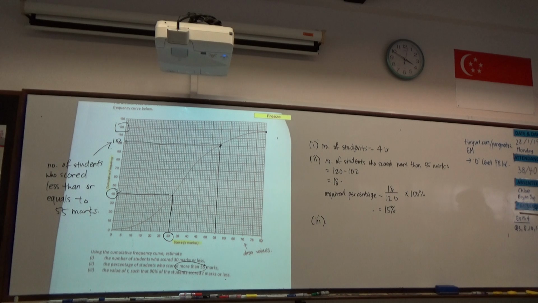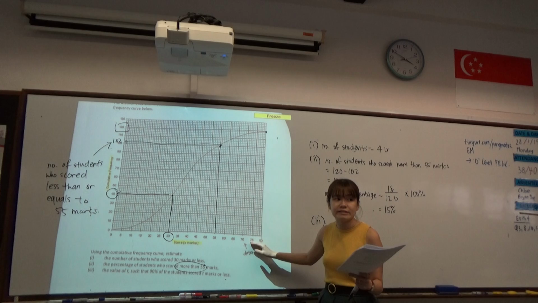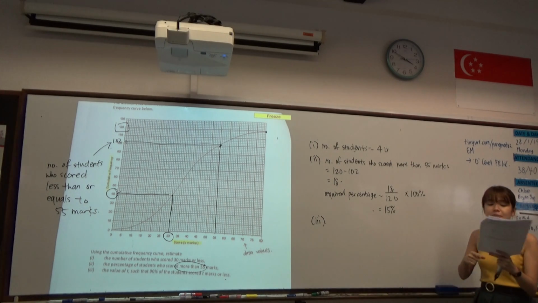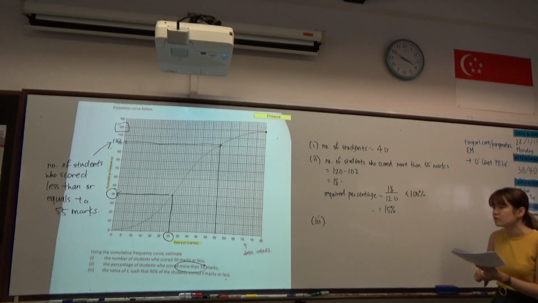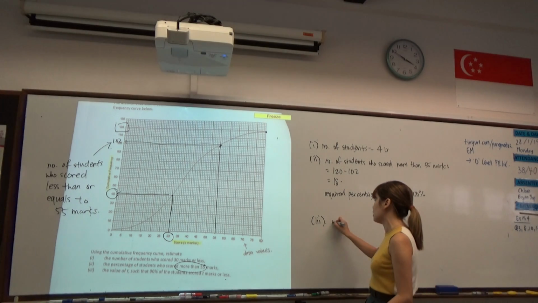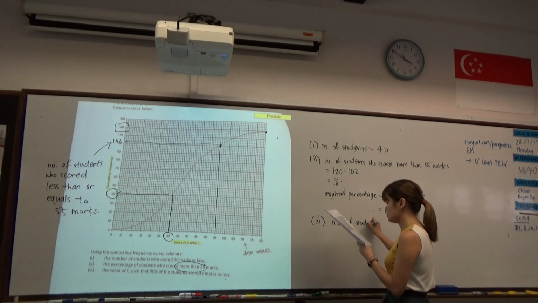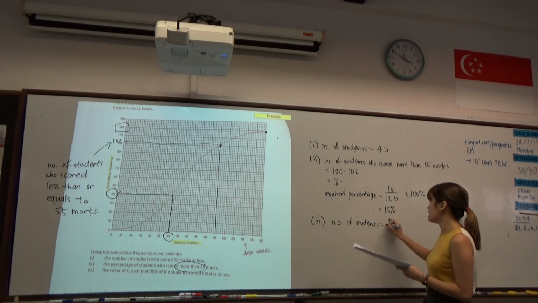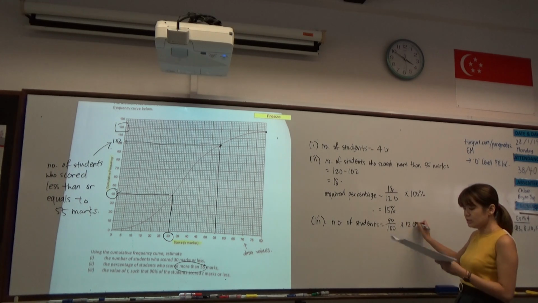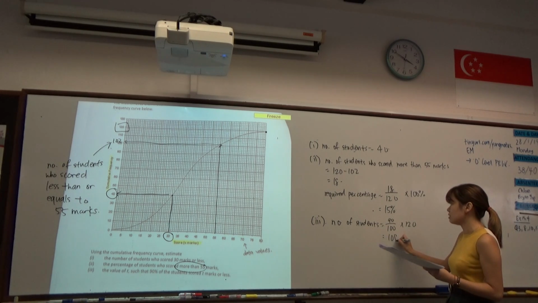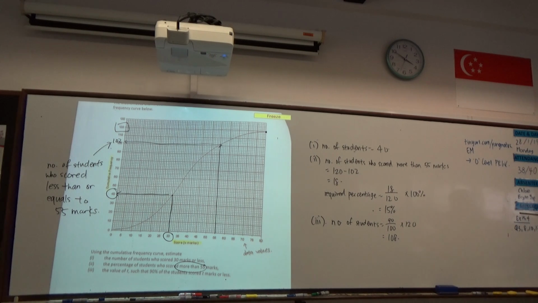And then in part 3, this is something that we have to do in reverse. We want to find the value of T such that 90% of the students scored T marks or less. So we want to find the exact mark itself. So we find out how many students are actually falling under this criteria. So 90% out of 120 students, that would actually be 108 students. So 108 students scored T marks or less.